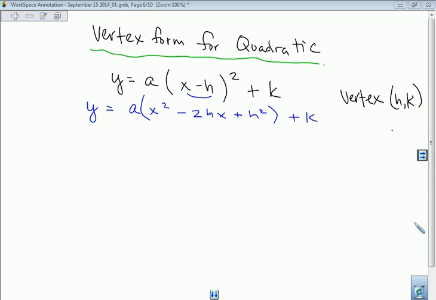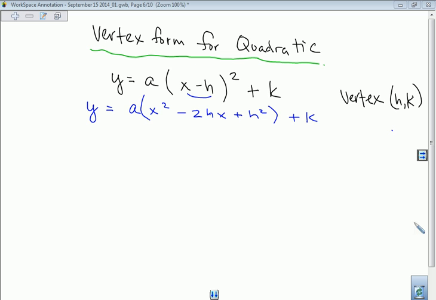Okay, so what we looked at here was vertex form. And so it's y equals a times (x minus h) squared plus k. And when it's in that form, it's really easy to pick out the vertex. It's the opposite of what's with your x, which is your h. And what's added to the end is your y, which is k.